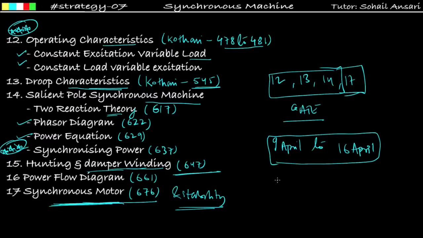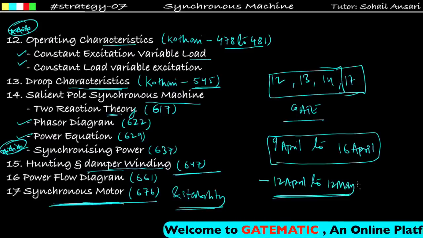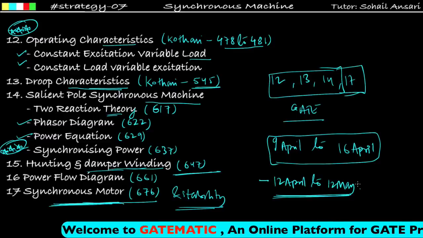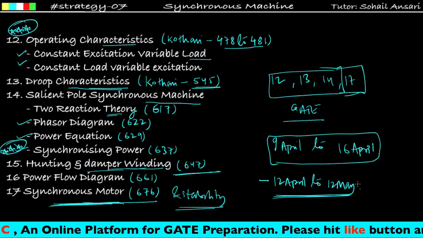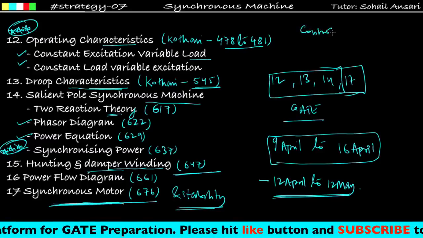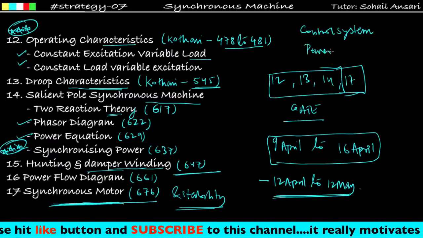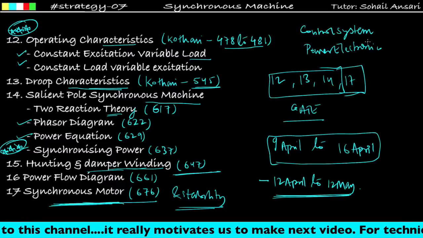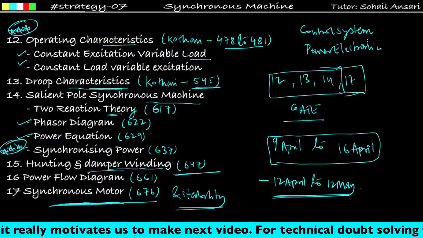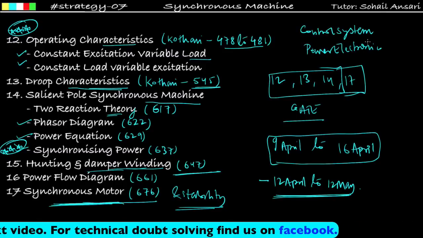But before that, I would like to tell you that I will not be present from 12 April to 12 May. I am going on holiday for 1 month. So what you can do, after completing this synchronous machine, go through the control system. That is available on Gatematic Education. The whole lecture is available, so go through that. Also you can go through the power electronics. So do not wait for my video, because I will not be available for you. I will not make videos for 1 month. I am going on holiday, so please do not wait, and try to complete control system and power electronics in that 1 month.